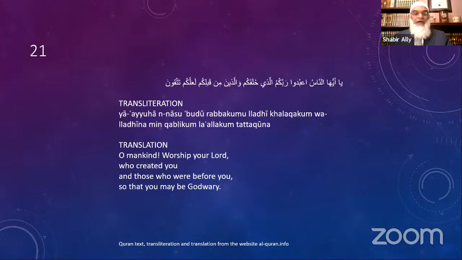Okay, so now the English translation. O mankind, worship your Lord who created you and those who were before you so that you may be God-wary. This word God-wary, used in the English translation here, is very unusual. In fact, I had not seen it before. The first time I saw it was when I was trying to prepare for this presentation today. By the way, this text, translation and transliteration are all thanks to the website alquran.info. So it's not wrong, God-wary. It's just that I hadn't seen it before.